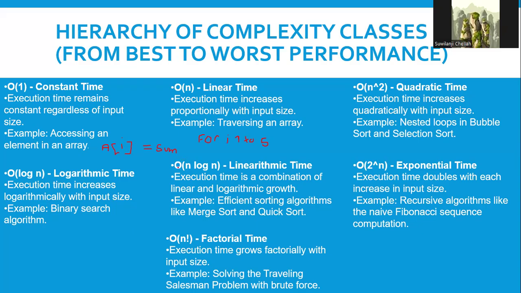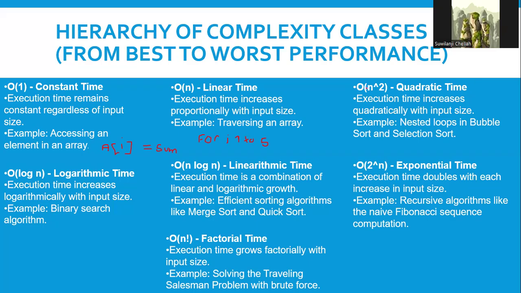All right, so big O of n log n, which is linearithmic time. Execution time is the combination of linear and logarithmic growth. These two combined give us linearithmic time, which is efficient for sorting algorithms like merge sort, quick sort, and others. It's a bit slower than linear time, and it uses more memory because as it grows, it allocates more memory.